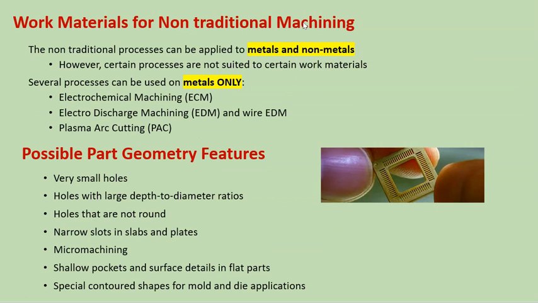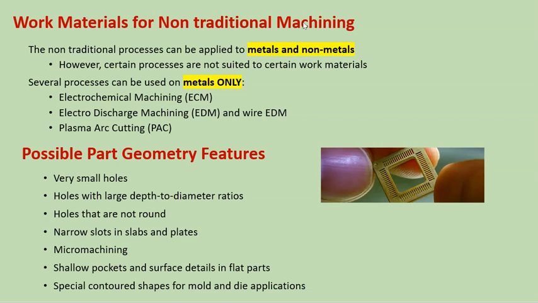Work materials for non-traditional machining involve metal and non-metal, and some of the processes can only be applied to metal. Some of the processes can only be used on metal because they need a conductor for the process. For example, ECM, EDM, wire EDM, and plasma arc cutting apply only to metals.